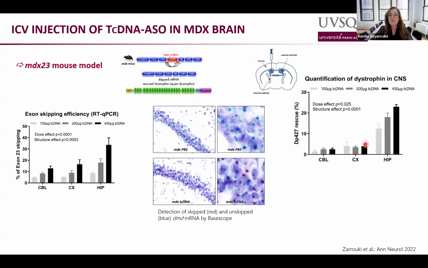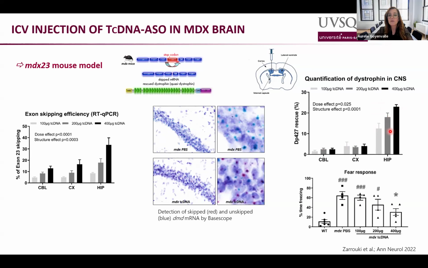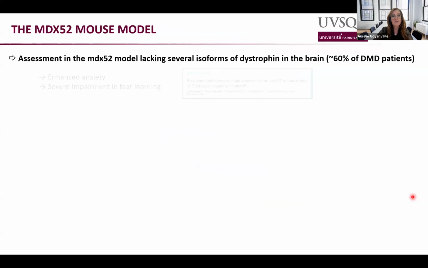This was associated with dystrophin restoration, again dose dependent and with a higher rescue in the hippocampus. This also correlated with the improvement in the fear response that I've just presented. And clearly, the more dystrophin we had, the better the phenotype was improved. So we had a significant improvement of the fear response with the high dose of tricyclo injected.